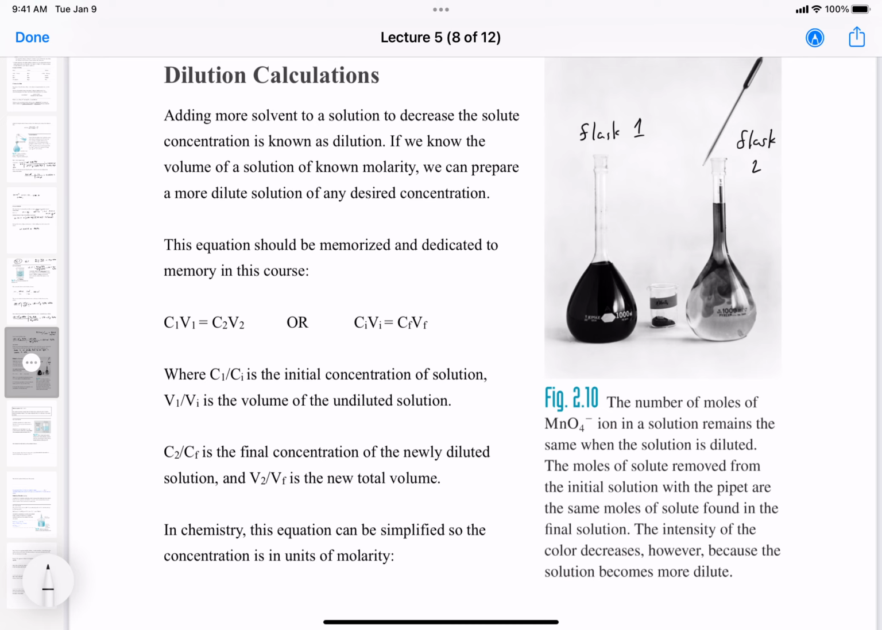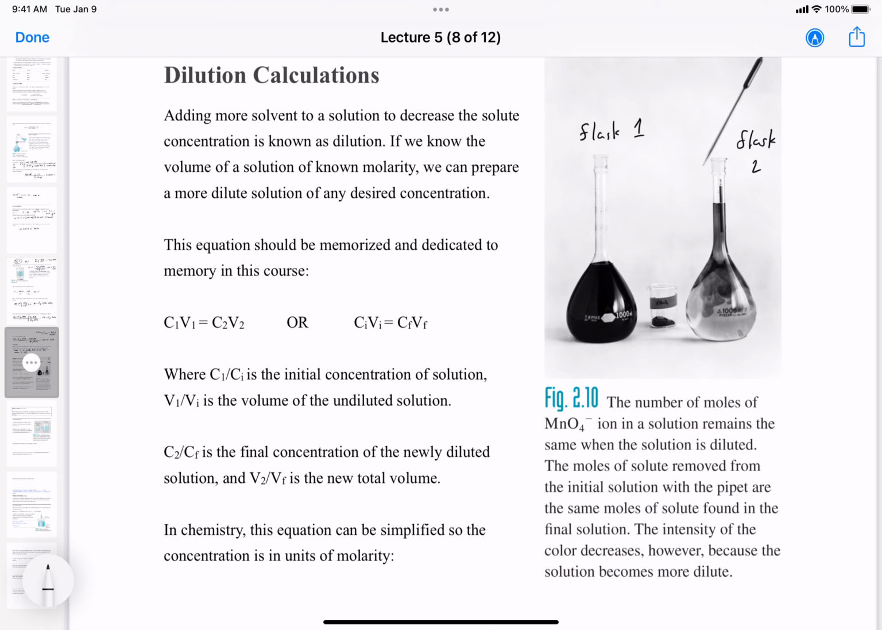Okay, so generally speaking, for any type of dilution, we can say the concentration of our first solution multiplied by a known volume of that solution will equal the concentration of the second solution, the more dilute solution, multiplied by the new volume of that solution.